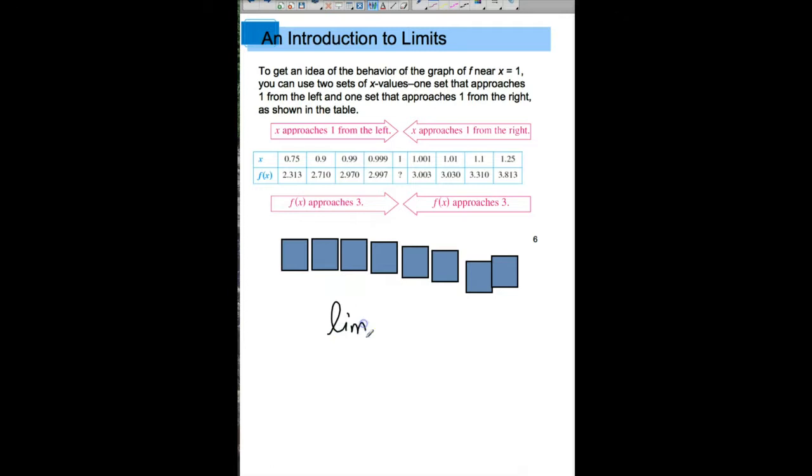The limit as x approaches 1 of the function is 3. So this is the x value, and this is the y value that the graph approaches, but that value may not actually be a point on the graph. All right?